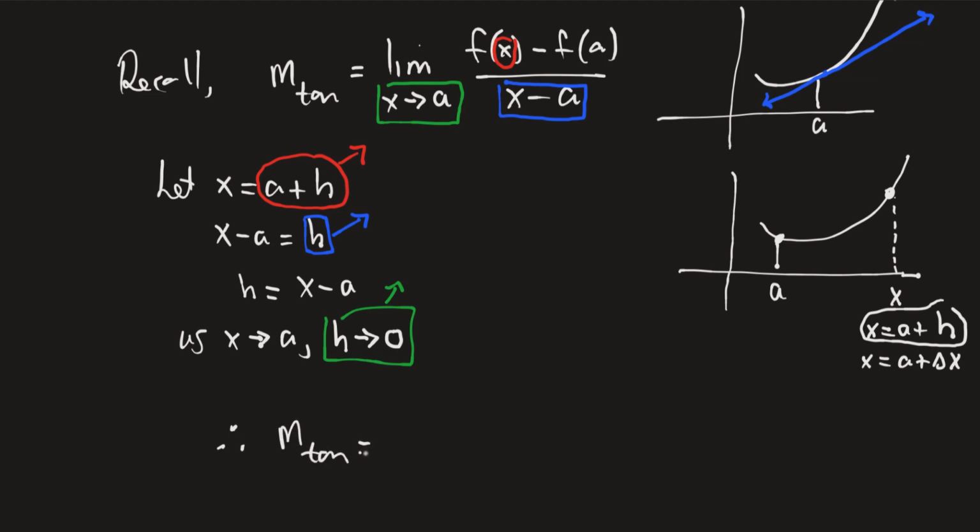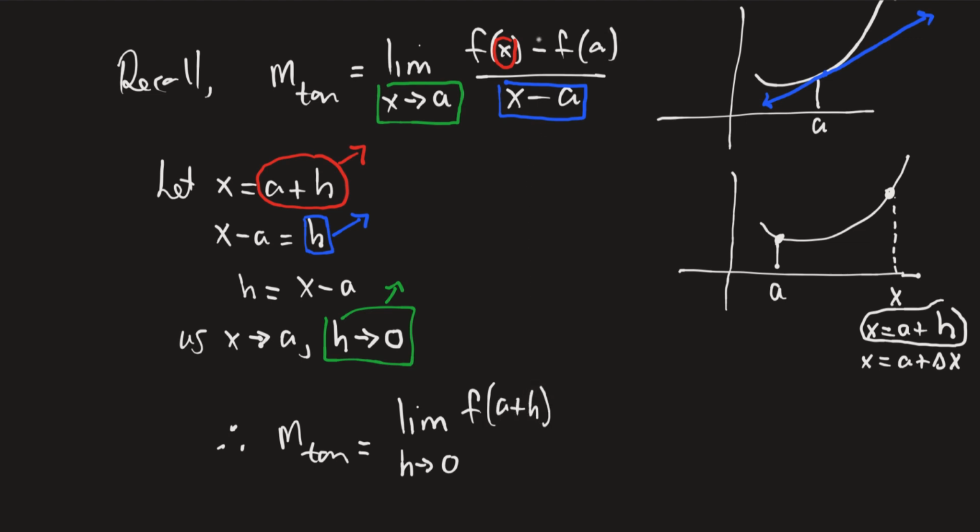slope of the tangent line is now, so it's still a limit, that's not going to change, right? Our definition for the slope of the tangent line will always involve a limit. So it's a limit, but now instead of writing x approaching a, I'm going to write h approaching 0. So I'll have this part. I'll still have my f, but then instead of writing x, I'm going to write the quantity a plus h. So it looks like that.